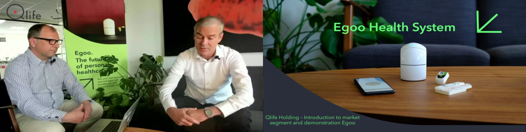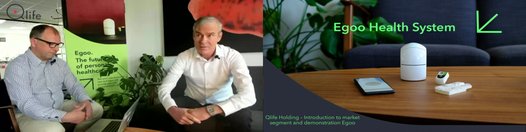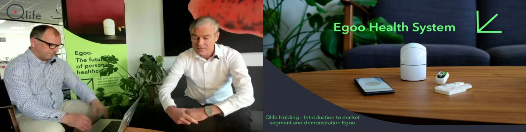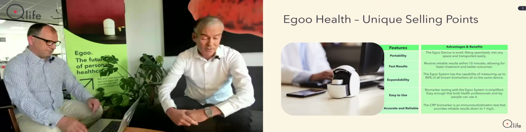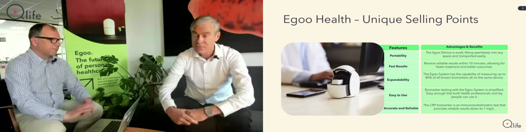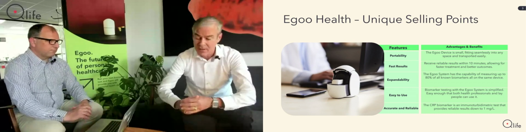And we would like those types of private clinics to start using blood testing in their services towards people. But before I get into all of that, I would very much like to demonstrate the system that we have created, Egoo Health, for you guys, because we thought that could be a really nice way to get an idea of what it actually is that we are doing here at Qlife.